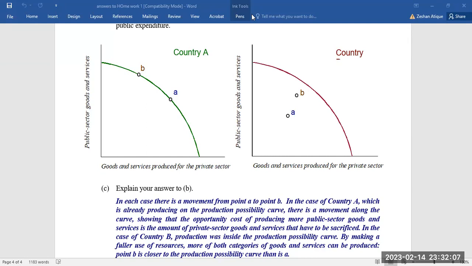Point B is closer to the production possibility frontier than point A, but still you have got more resources employed. You can produce more of both goods, and you can produce more public sector goods and services without affecting the consumption of private goods by households.